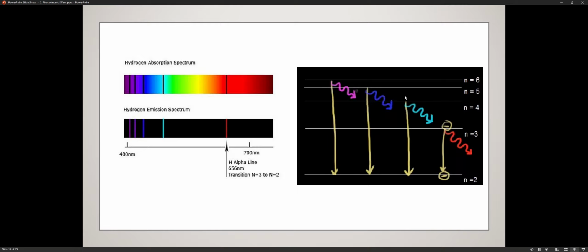This is how you get light. This is how we know what elements different stars are made up of, right? That's why we can say with close certainty what they are made up of, because we know the spectrums of each of these elements.